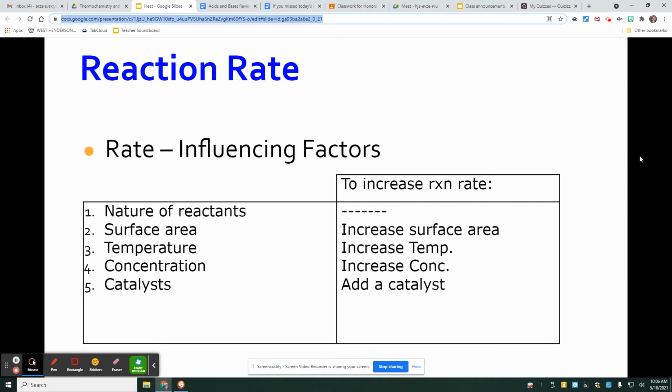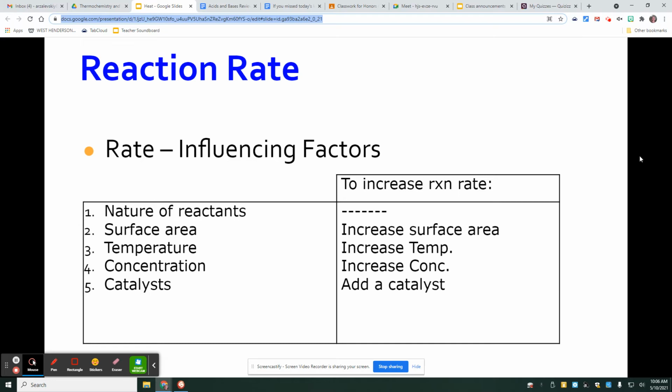Temperature, if you increase temperature, you've got the reactant particles moving faster. And so they're more likely to collide because they're moving around faster. And they're also more likely to collide with enough energy because, again, they're moving faster.